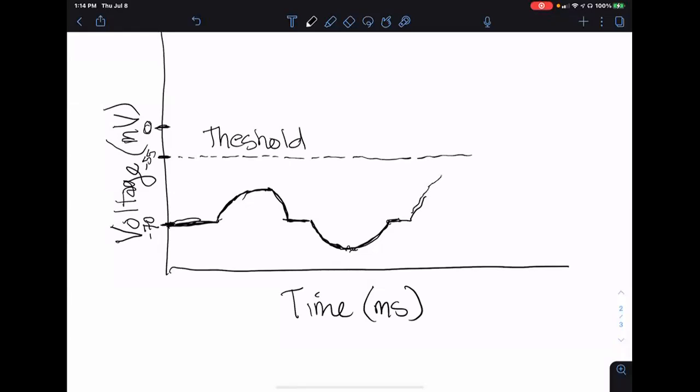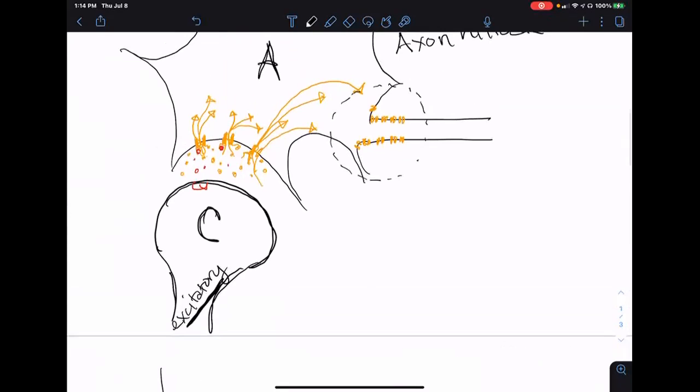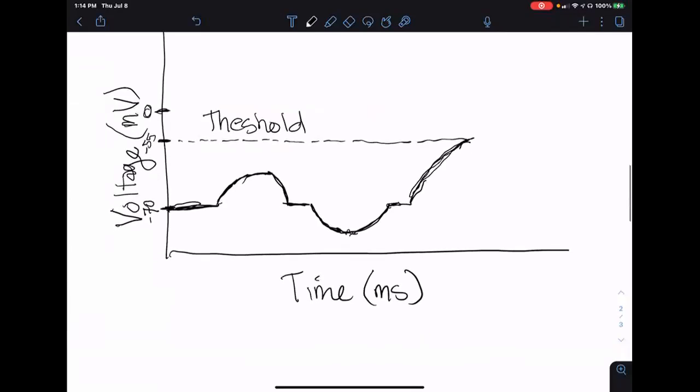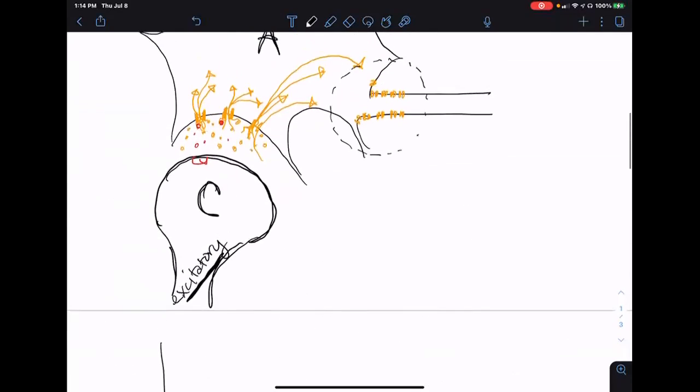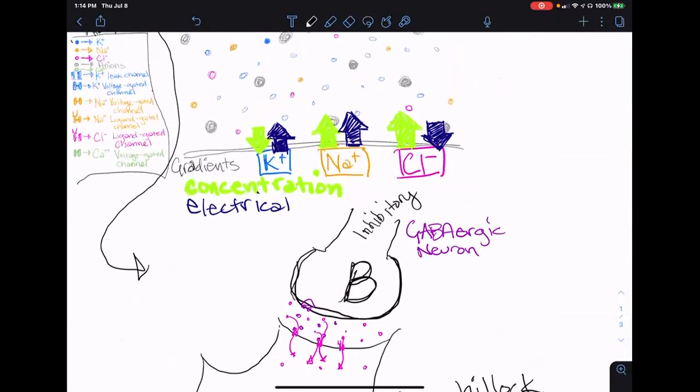So if the neuron is becoming depolarized and it hits this threshold value, what makes it the threshold is that once the cell hits negative 55 millivolts, these sodium voltage gated channels open. These channels open when the cell becomes negative 55 millivolts or more positive than that number. So if it gets even more positive, it'll also open those channels. And if we think back to sodium, this right here.